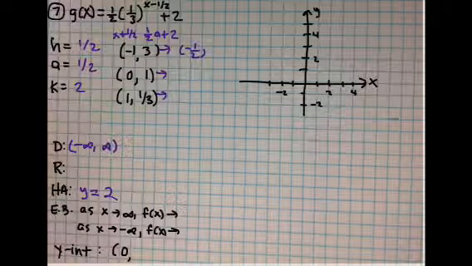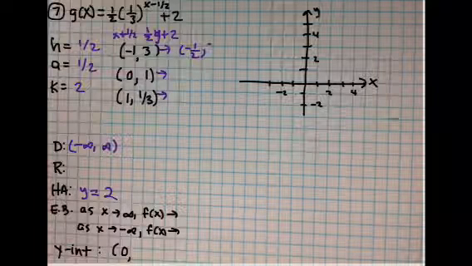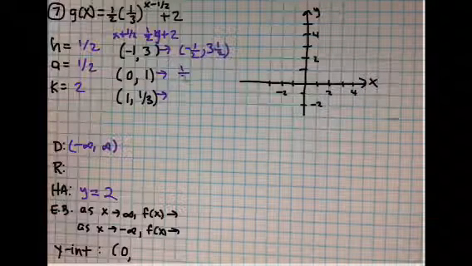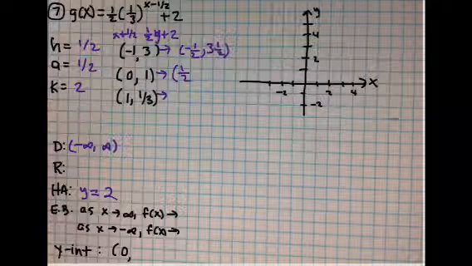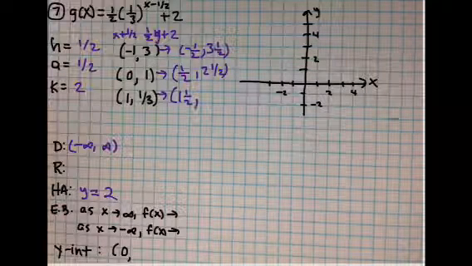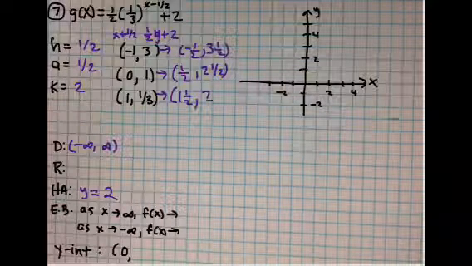1/2 times 3 is 3 halves, which is, oops, I should have put not an a there, sorry, that's a y. 1/2 times 3 is 3 halves, which is 1.5, plus 2 is 3.5. 0 plus 1/2 is 1/2. And then 1/2 times 1 is 1/2 plus 2, that's 2.5. 1 plus 1/2 is 1.5. 1/2 times 1/3 is 1/6, so that's 2 1/6.